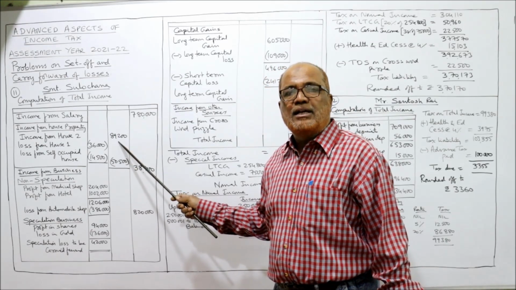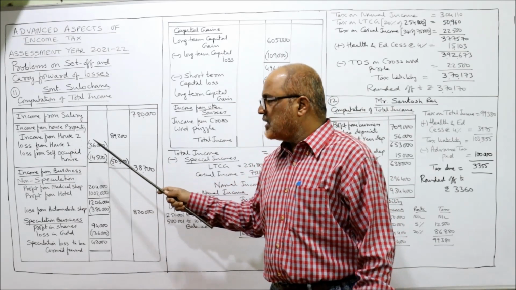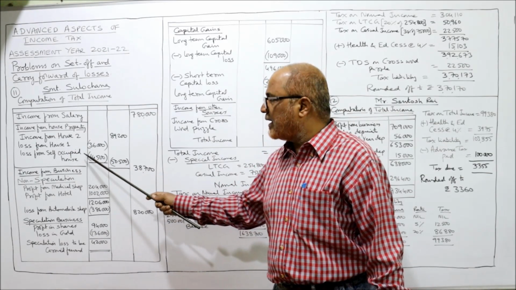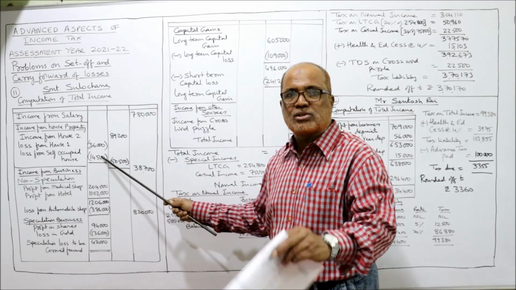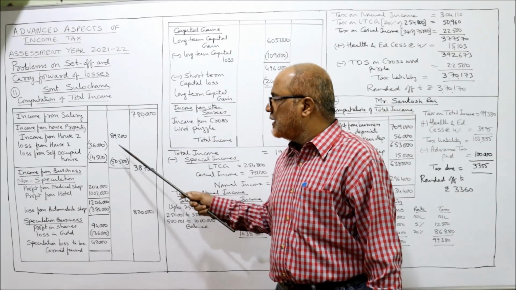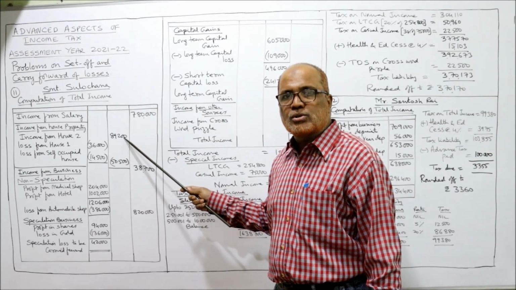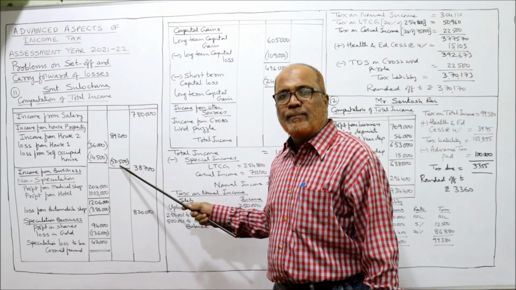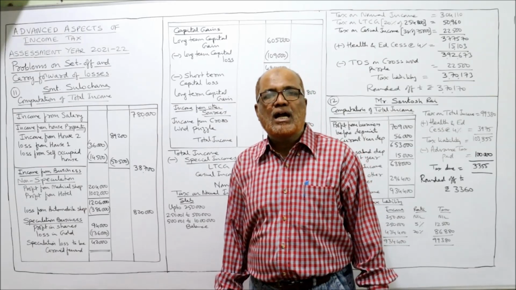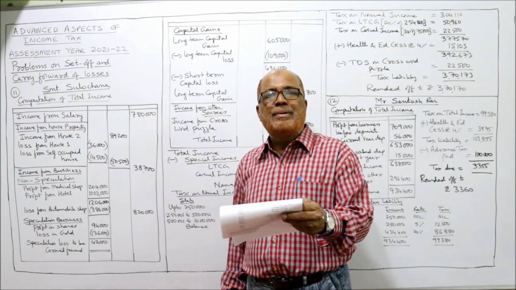From this income, deduct the losses from the other 2 houses. House number 1 has a loss of 36,000 and house number 3, the self-occupied house, has a 14,500 loss. The total loss is 50,500. Deduct. So 89,200 is the income from the second house, and deducting these 2 losses, 38,700 is the income from house property. Next, income from business.